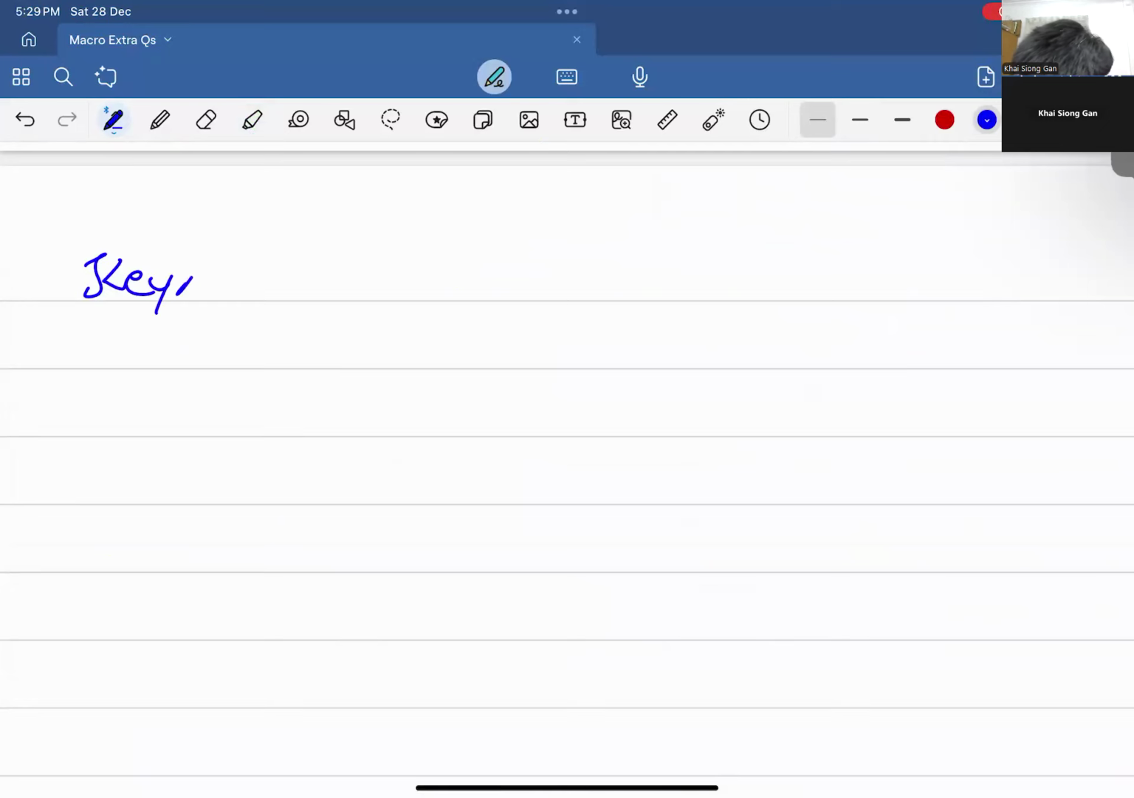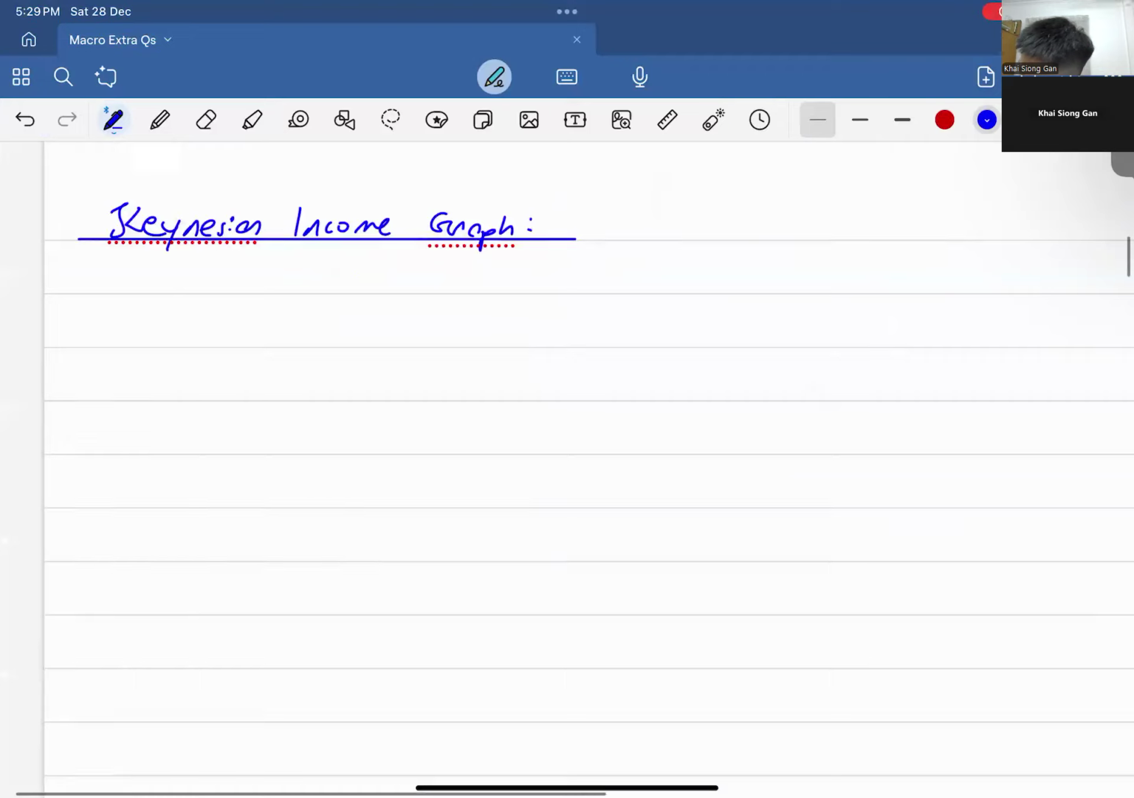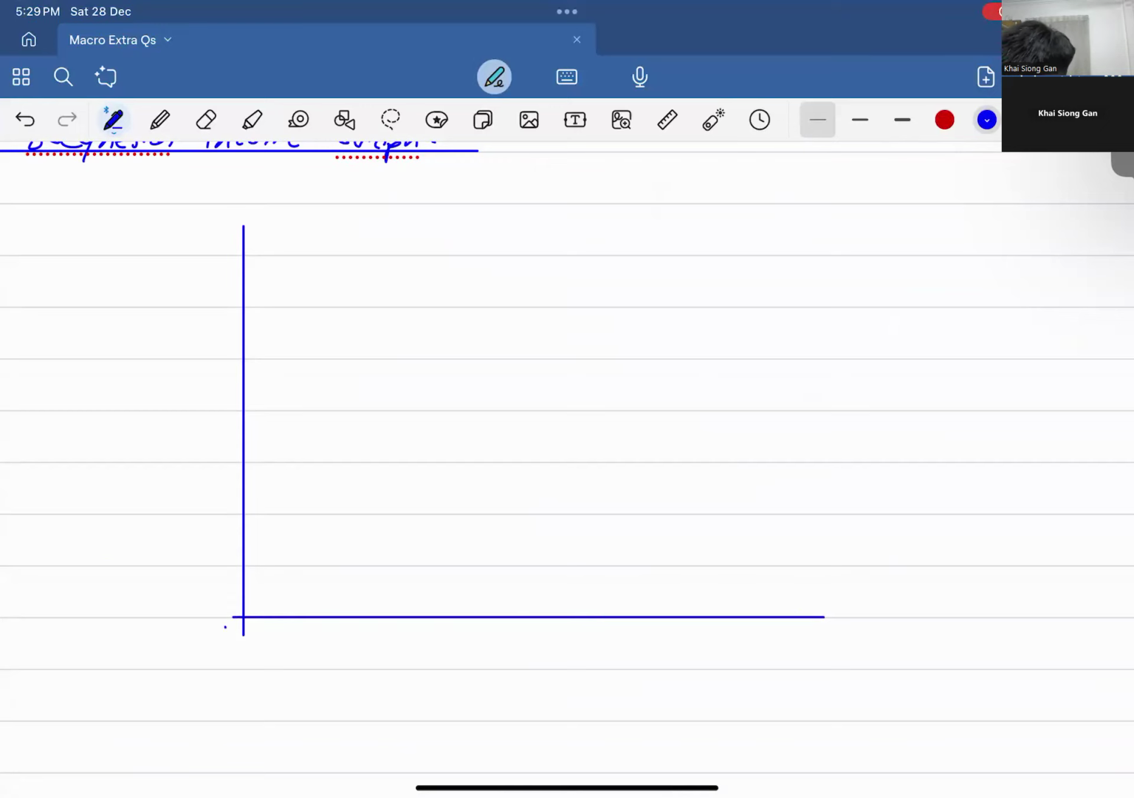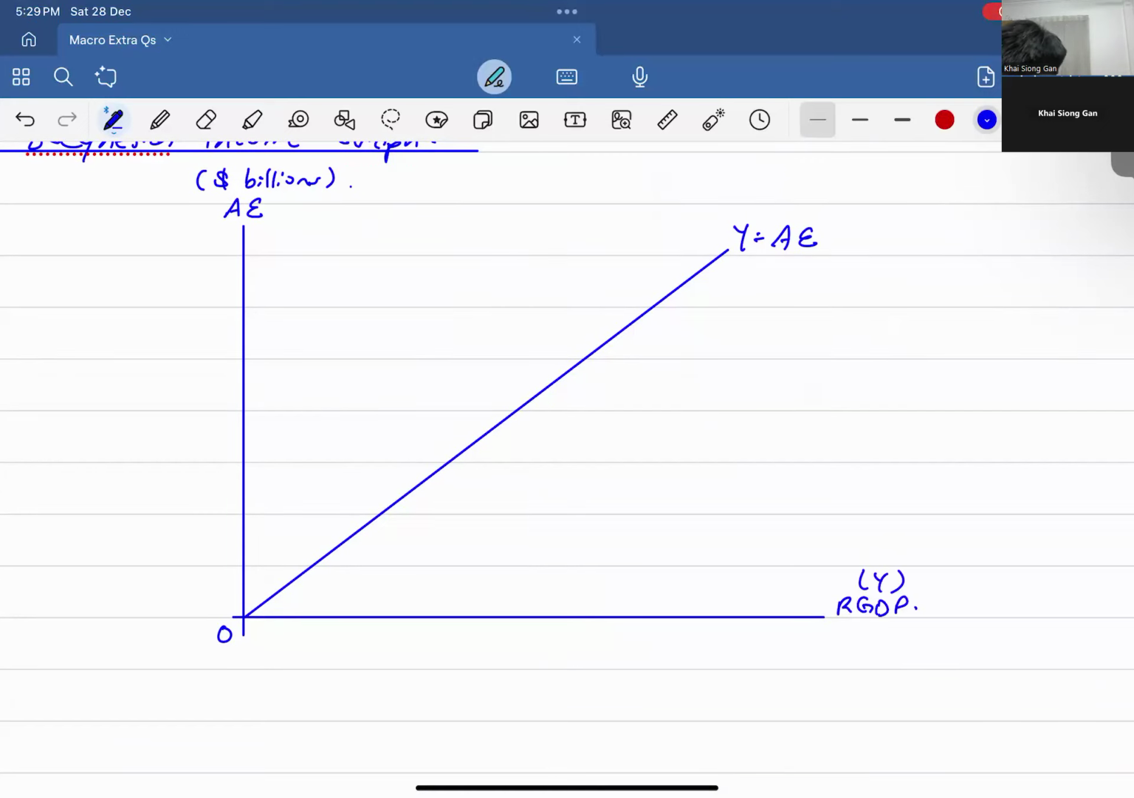The graph we are going to practice drawing is the Keynesian income graph. First of all, we have the y-axis and x-axis, and the origin, and we have this upward sloping 45 degree line, which indicates that the higher the output, the higher the aggregate expenditure. On the y-axis is AE in billions of dollars. On the x-axis is real GDP, or output, or income, also expressed in billions of dollars.